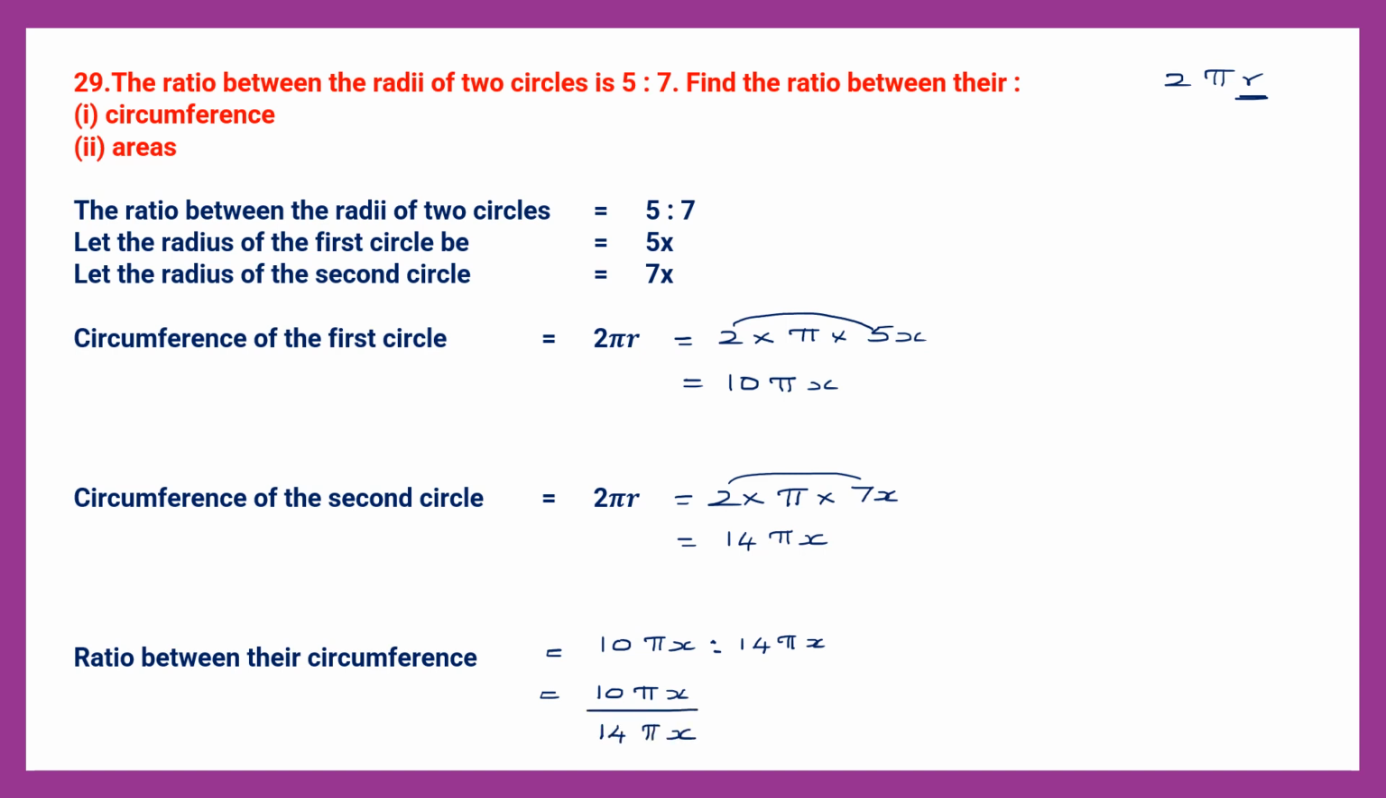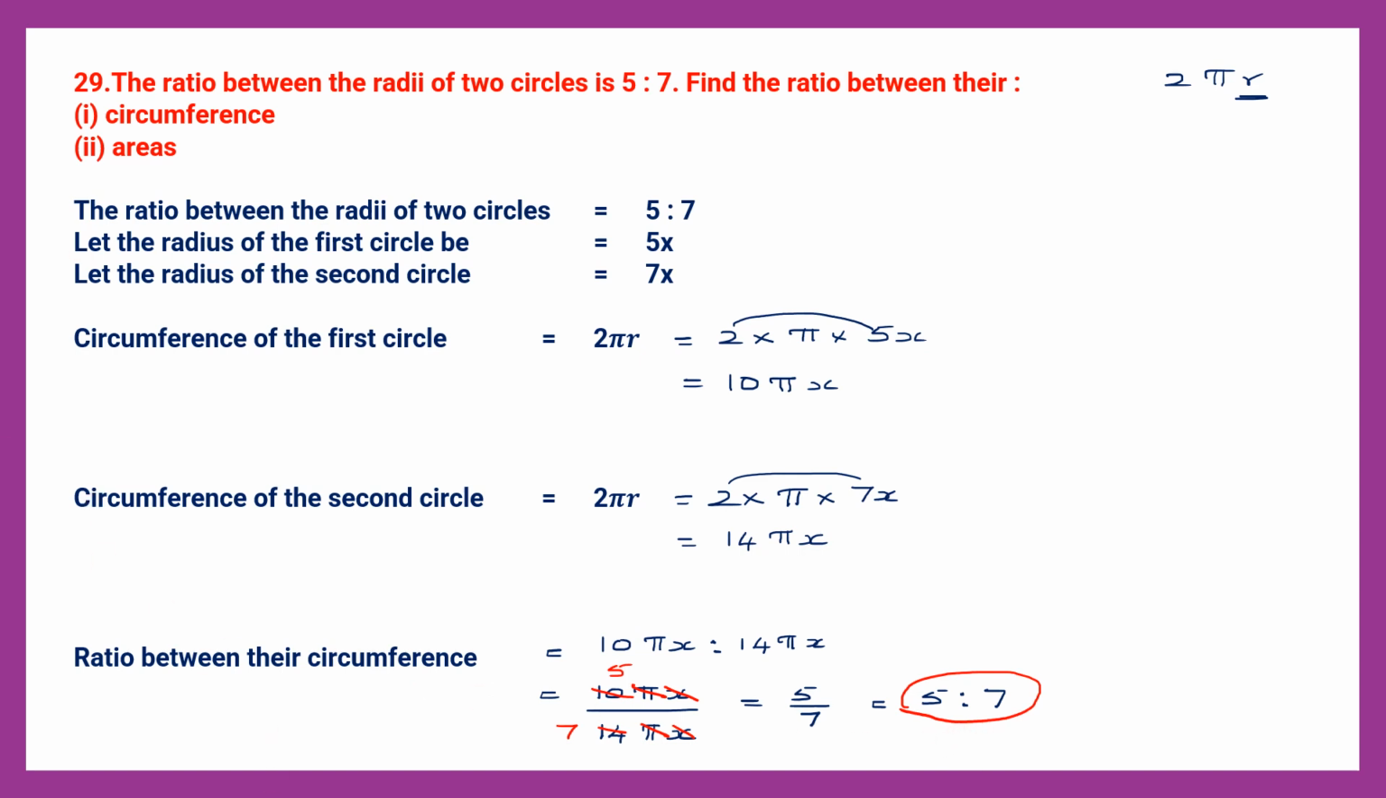Now let's cancel whatever we can. I can cancel x and x. I can cancel the pi. I can cancel 10 and 14 both by 2. So 2 5s are 10 and 2 7s are 14. So now what is left is simply 5 by 7. When I write this in the form of a ratio, it becomes 5:7. So what have I found? I have found the ratio between their circumferences, and the ratio is 5:7.